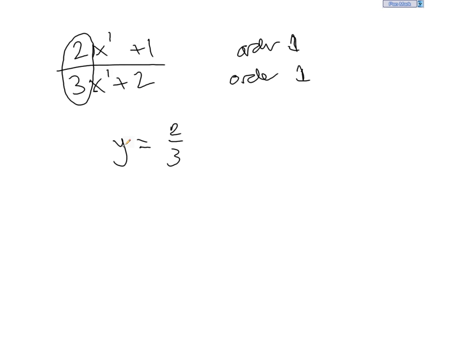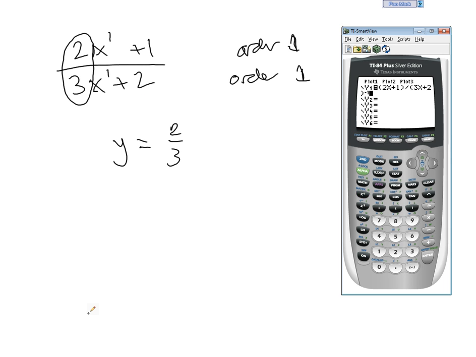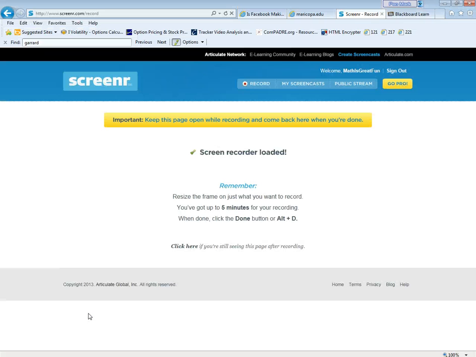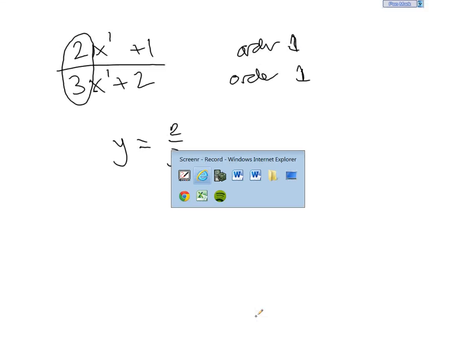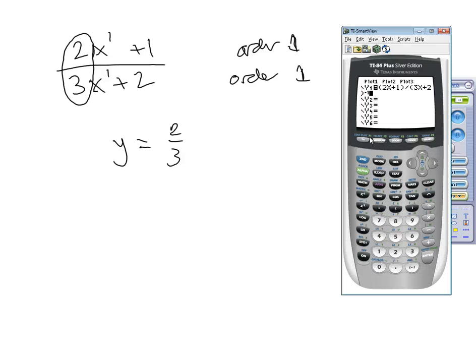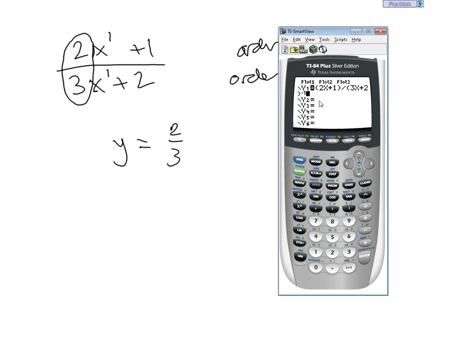Let's look at this more closely in the calculator. Here we have already entered 2x plus 1 divided by 3x plus 2. What I'm going to do is go to second window to set up my table. I want to start at 0, and I'm going to change my table by increments of 100 just so I can see what's happening. Then I'm going to go to second graph.